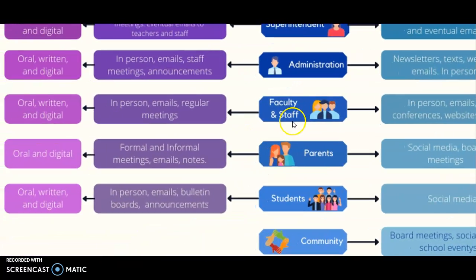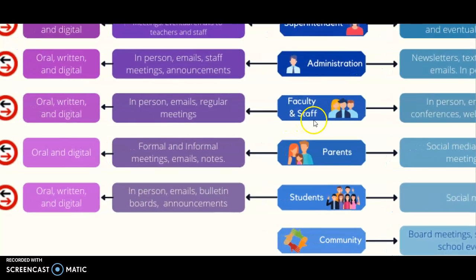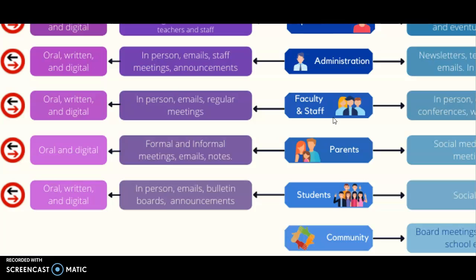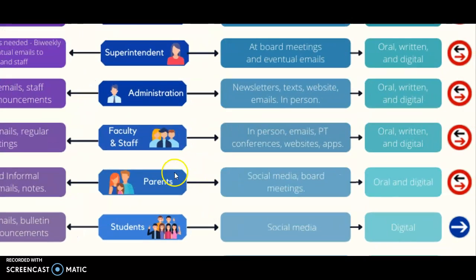When parents are at school as volunteers or members of the PTO, they meet with teachers and staff and with other stakeholders within our school, through formal and informal meetings, emails, and notes. This usually happens orally and digitally, and it happens in both ways. When parents communicate with other members of the community, it happens through social media or board meetings, and this happens through oral and digital ways as well.